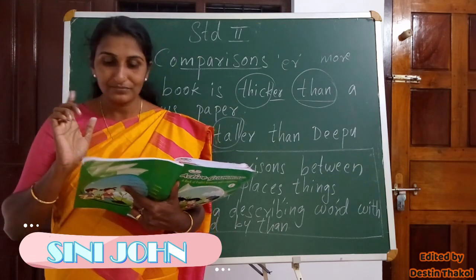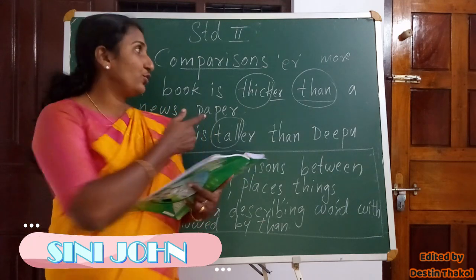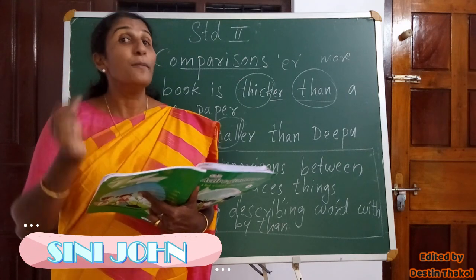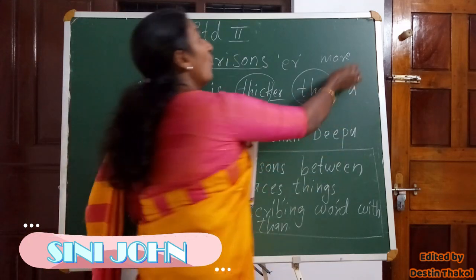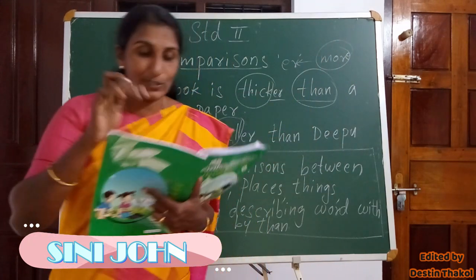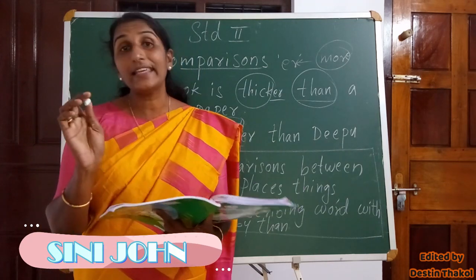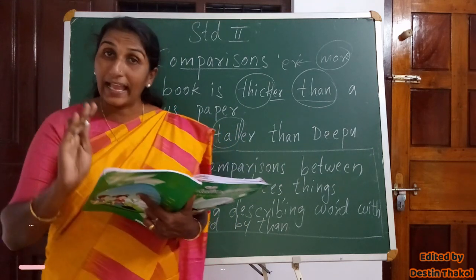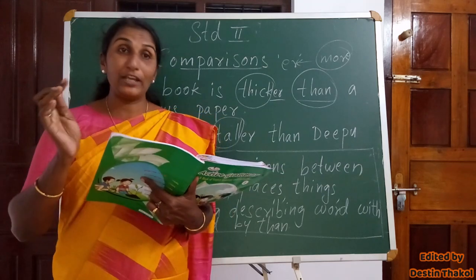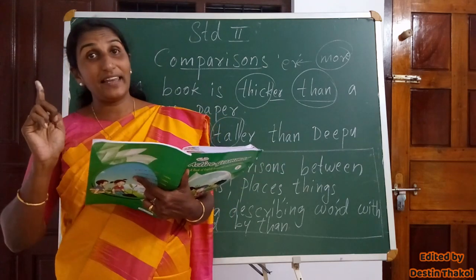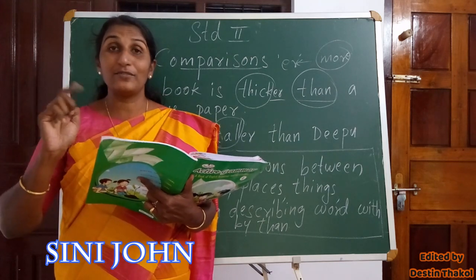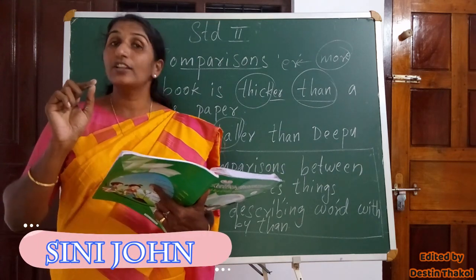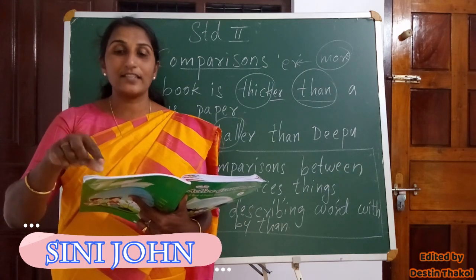Clear? Then, as I told you in the beginning and in between, sometimes we use more instead of er. Just see that exercise. A peacock is dash a peahen. A peacock is more beautiful than a peahen. Clear? Then: this book is more interesting than the movie. So these three sentences are also here.